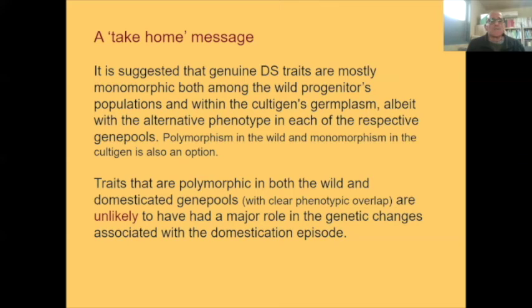So to summarize this, we suggest the genuine domestication traits are mostly monomorphic, both among the wild progenitor populations and within the domesticated ones, but with the alternative phenotype, like all wild wheat have disarticulating spikes and all domesticated wheats have non-shattering spikes. Traits that are polymorphic in both wild and domesticated gene pools, in our view, are unlikely to have had a role in the genetic changes associated with domestication.